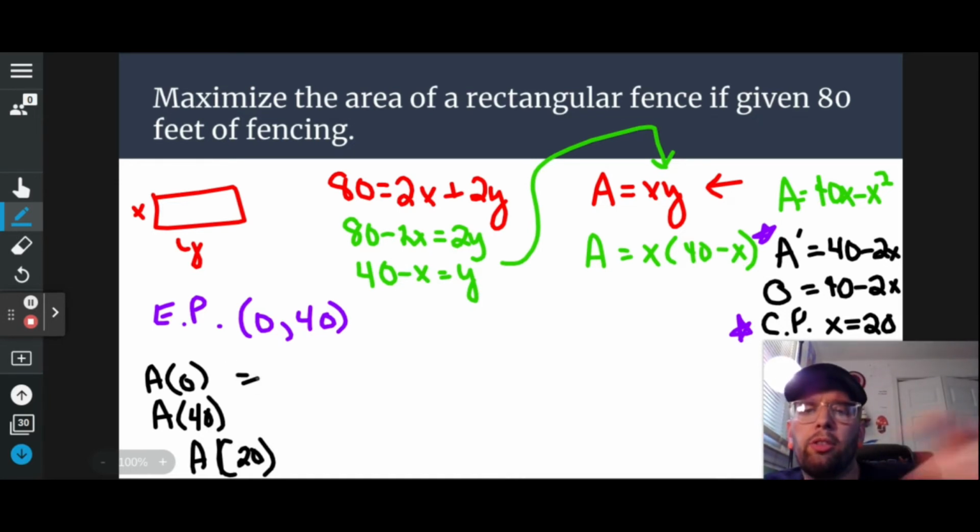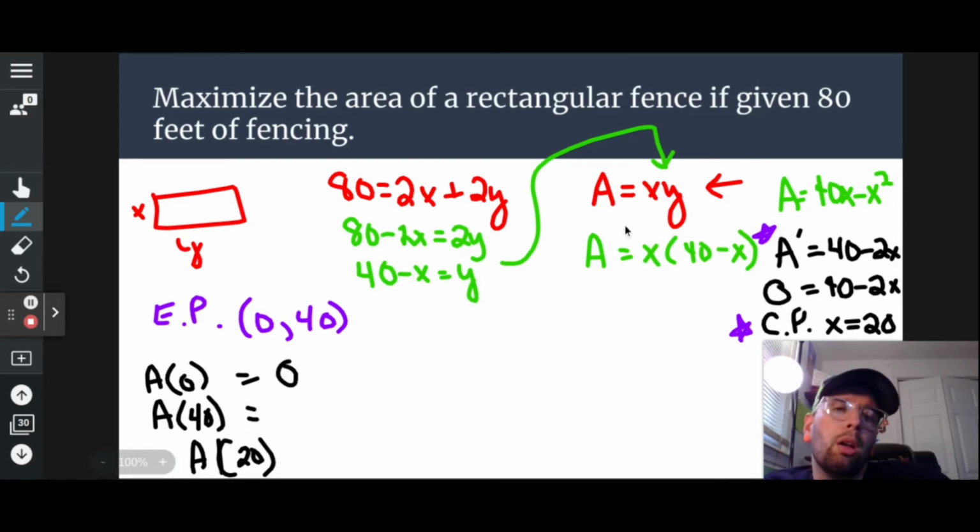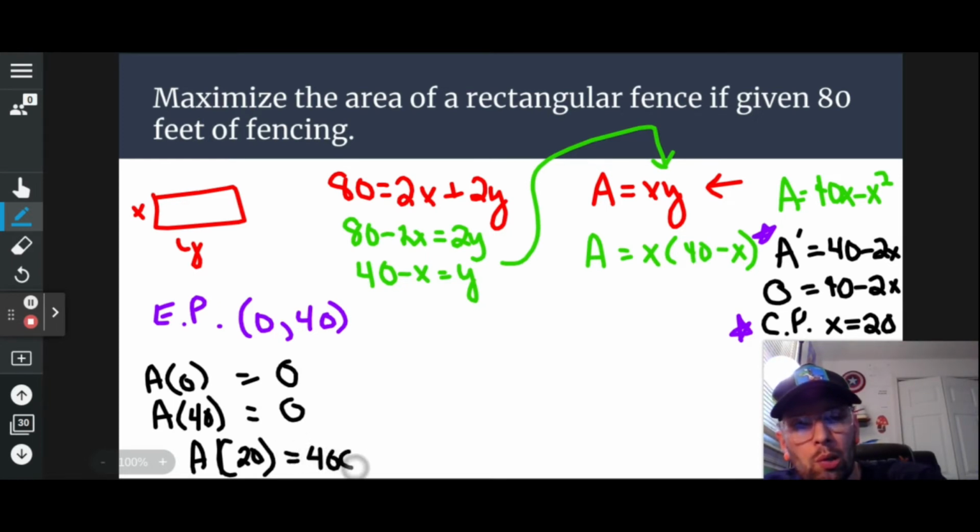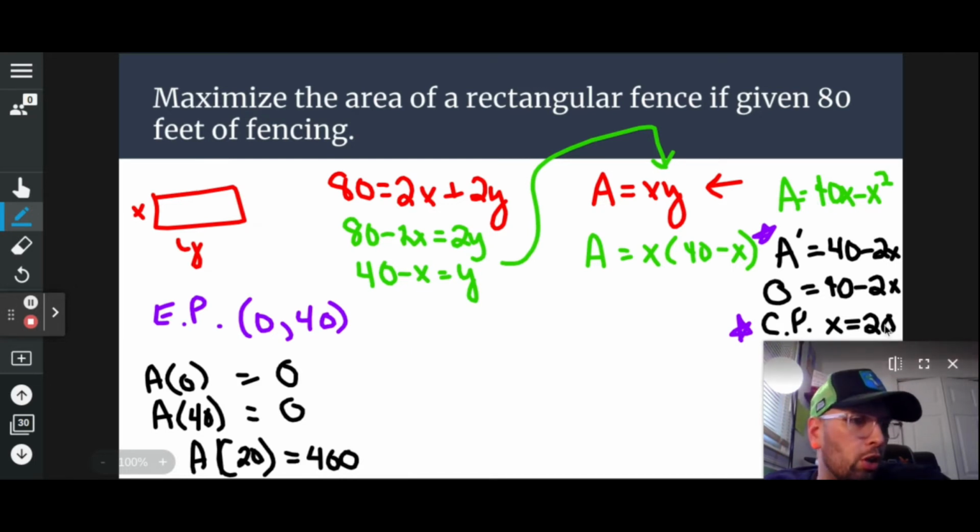All right, so if I plug 0 into this guy right here, the one that I said was muy importante, I'm going to have 0 times, who cares, it's going to be 0. If I plug in 40, it's going to be 40 times 40 minus 40, which is 0, so the whole thing becomes 0. If I plug in 20, I'm going to get 20 times 40 minus 20, which is 20, so 400. Which means x equals 20 is my maximum x.